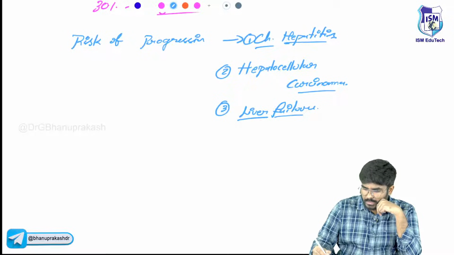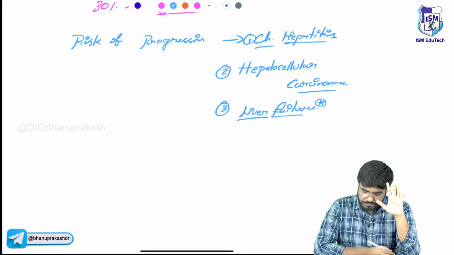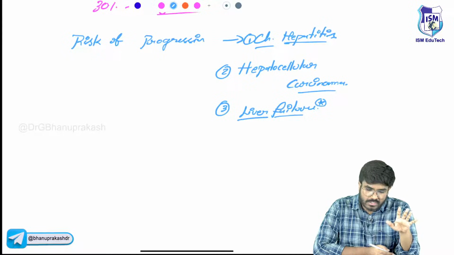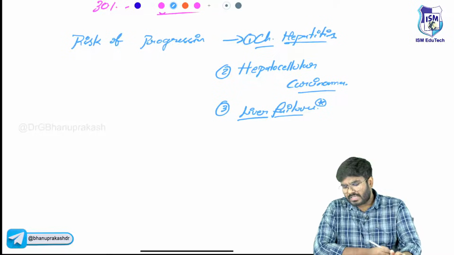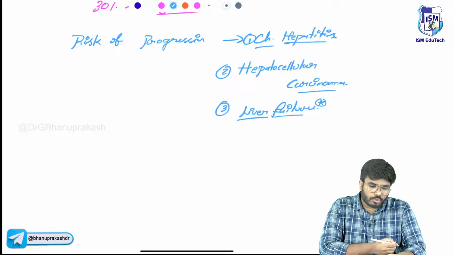Okay, totally liver failure can occur. So what are the complications? The complications are chronic hepatitis, hepatocellular carcinoma, and liver failure. Now, after this, what else should you know?